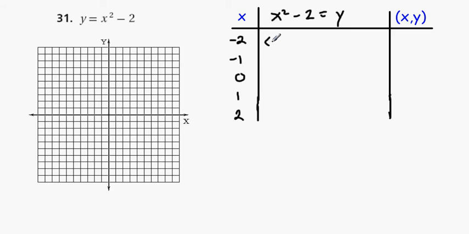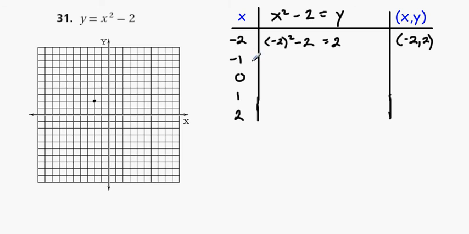So let's go ahead now. We'll go -2 squared minus 2. Well, a -2 times a -2 is a positive 4. And 4 minus 2 is 2. So when x is -2, the output, or y, is positive 2. So you have -2, 2. Let's find that on our graph. -2, 2. Right here. Okay?